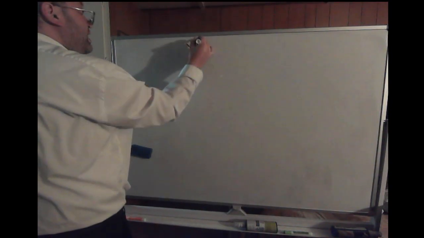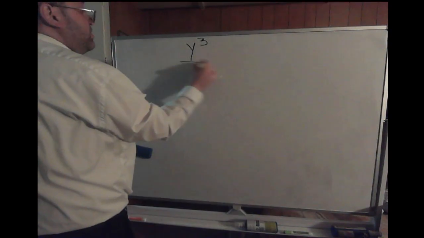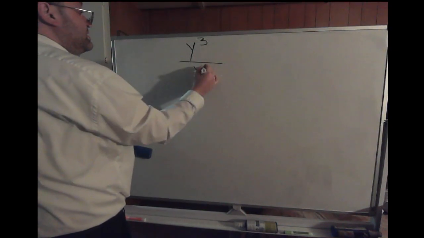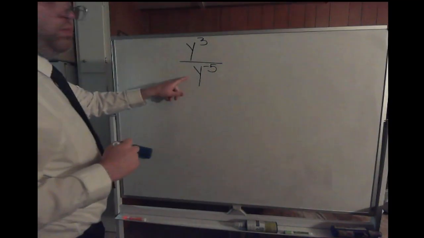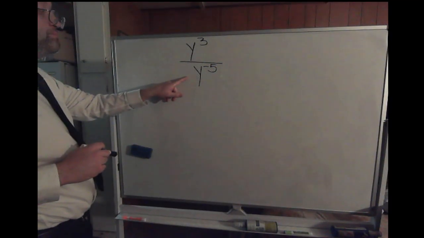Got 8 more problems, then we're done for the day. Alright, we have y to the 3rd over y to the negative 5th. So we got y to the 3rd over y to the negative 5th, right? Okay.